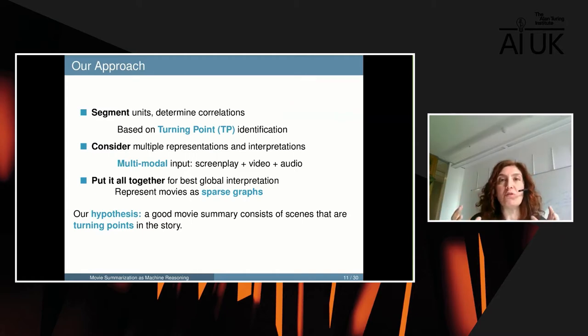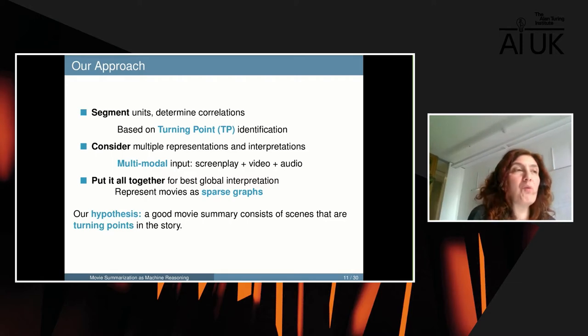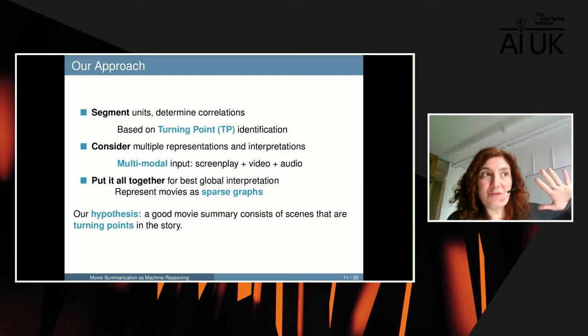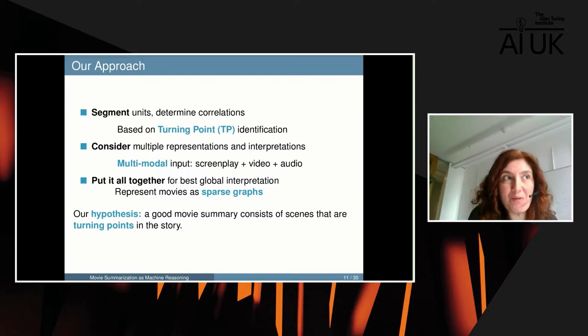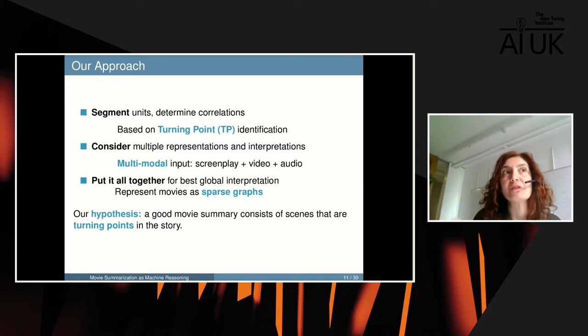So how will we solve the problem? Again, we will treat it as a reasoning task. The first thing is we will segment the units and determine their correlations. What does it mean to segment the units in a movie? Well, we're going to take a high level view. We could segment very many things, the characters, where things are taking place. But if we look at the movie as a whole, we have to chunk it. We have to identify units that make sense. We'll do this using turning point theory, and I will explain what this is.